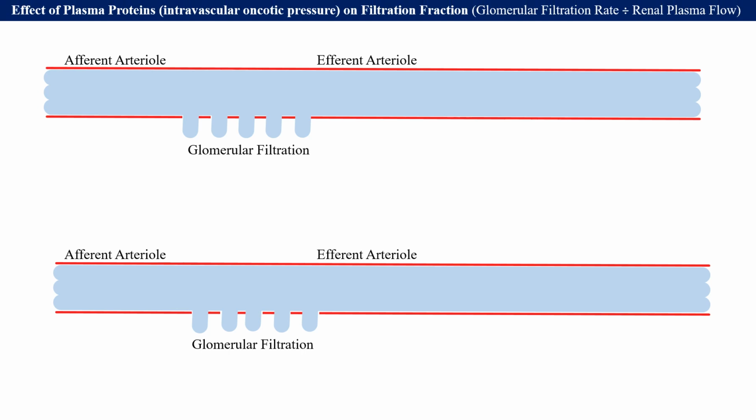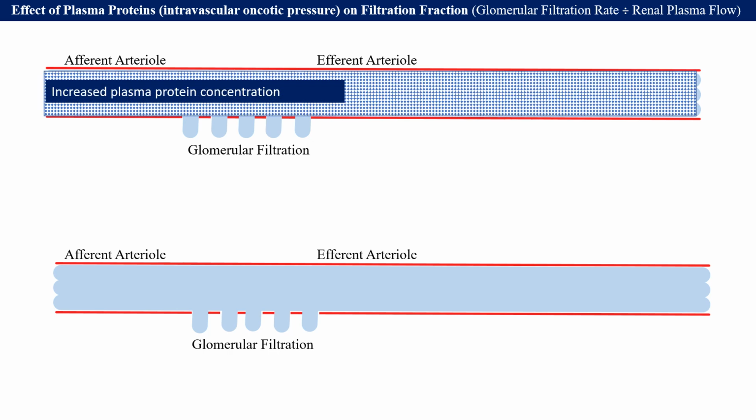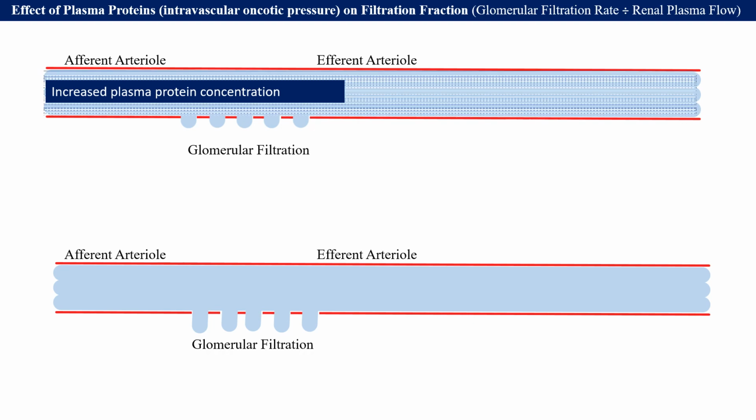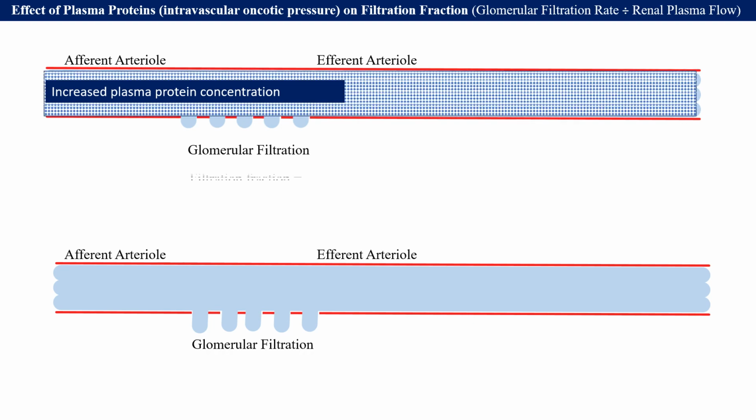How do changes in plasma protein concentration affect filtration fraction? What happens when there is an increase in plasma protein concentration? The increase in intraglomerular oncotic pressure due to the higher plasma protein concentration will reduce net glomerular filtration while the renal plasma flow remains unchanged. Because the numerator GFR is decreased and the denominator renal plasma flow is relatively unchanged, the filtration fraction will be decreased.